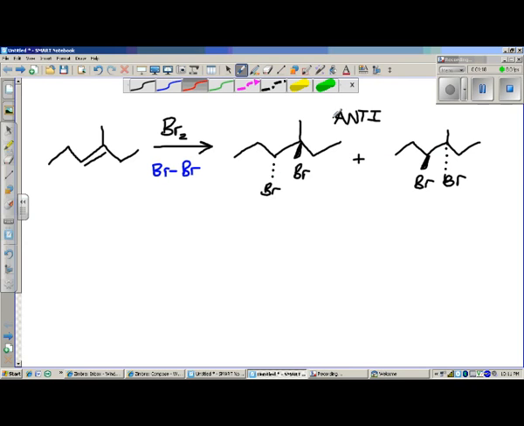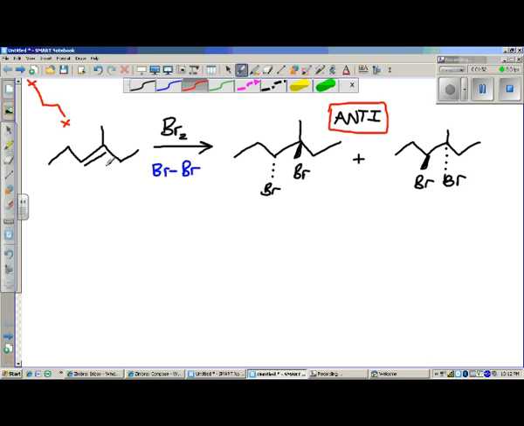And this anti term here, all this means, anti means the two groups added on in opposite directions. So if this bromine points up, that bromine points down. So if you will, they're kind of trans to each other, but it's not really trans because we're not talking about an alkene. But they're pointing in opposite directions. It's sort of like one is on one carbon pointing up, one is on the other carbon pointing down. So you've got one bromine here and one bromine here. So they're anti to each other. That's what anti means. Okay.